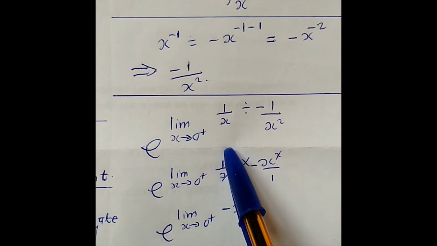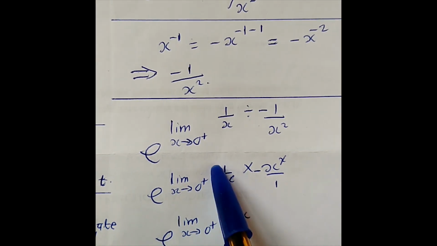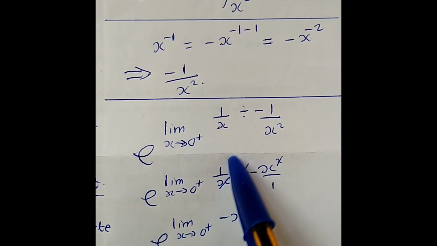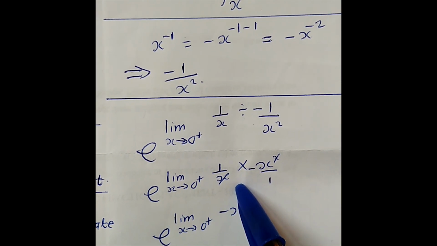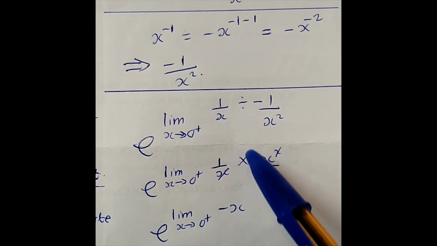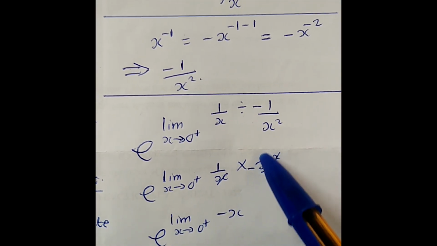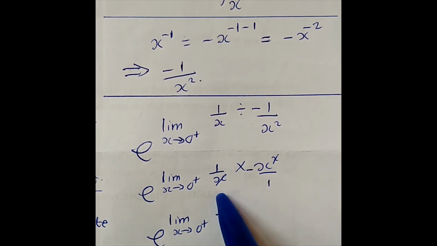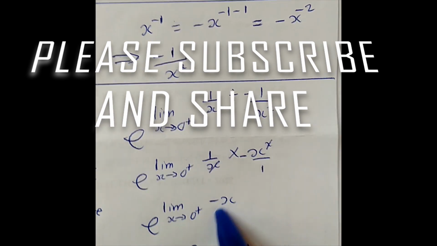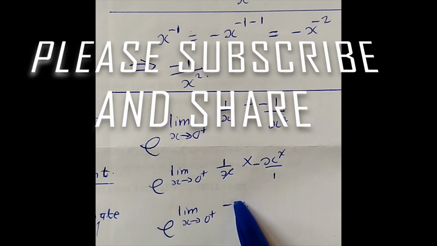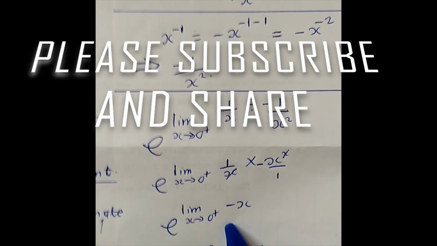And this is when we try to manipulate the expression to be able to find the limit. So 1 over x divided by minus 1 over x squared is the same as negative x. So the answer is negative x. And when we plug 0 into negative x, we are going to get 0.